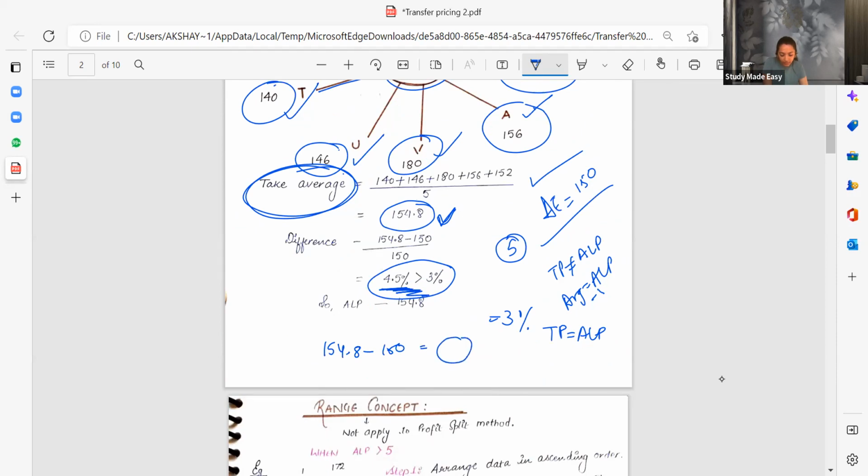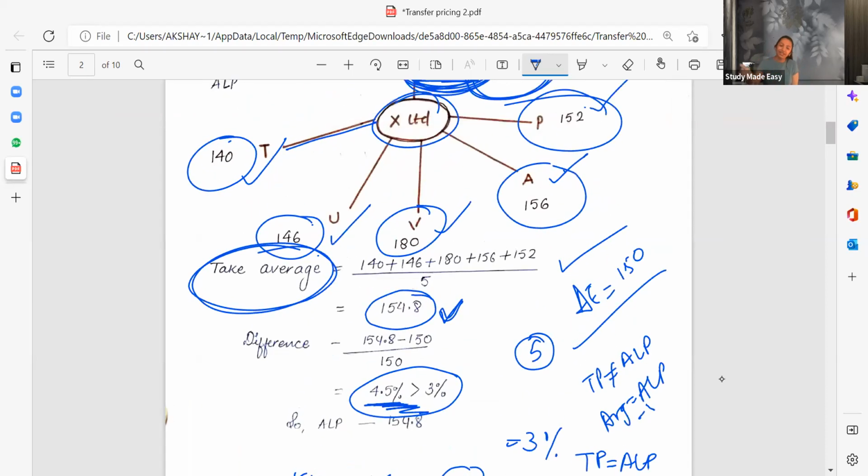Whatever is the difference, 4.8, whatever number of units, for the time being suppose 10,000 units I have sold, I have to increase it. My profit will increase accordingly. Understood? So if you have less than 5 observations, take average. Ma'am, what about after 5? Wait. If you have 5 observations, take average.